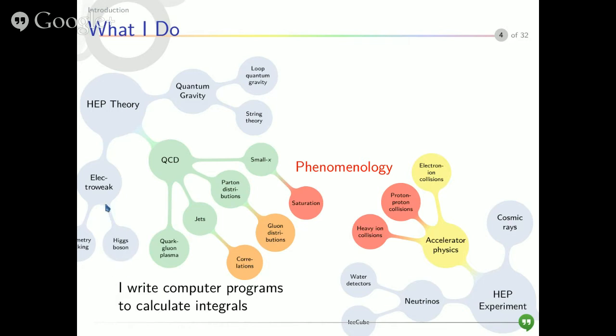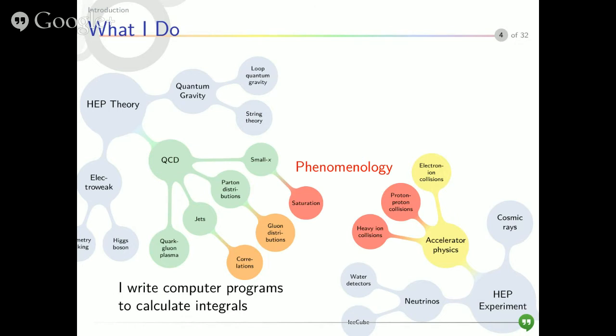And I'm putting them here to make the point that they're very distant from what I actually work on, which is this part of QCD, or quantum chromodynamics. So this is studying the strong force, the thing that holds quarks and gluons together. And specifically, the part I'm going to talk about is called small x phenomenology. I'm going to explain what that means as the talk goes on, but basically phenomenology is at the intersection of theory and experiment. It's almost like data-driven theory.